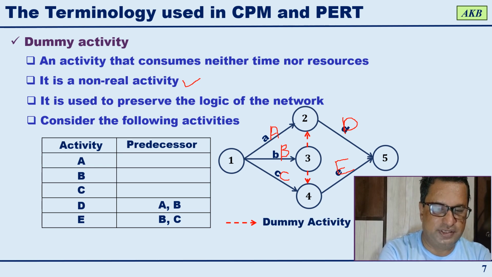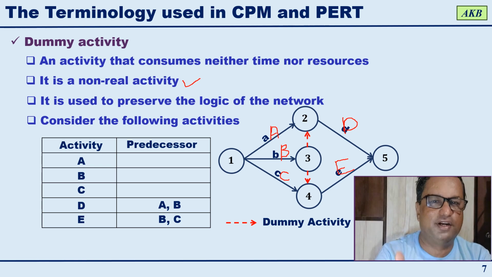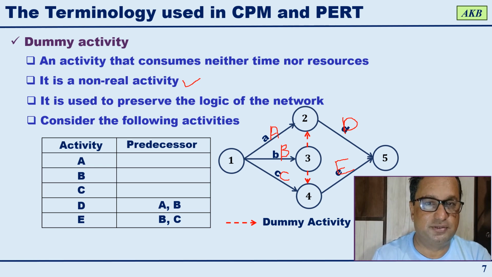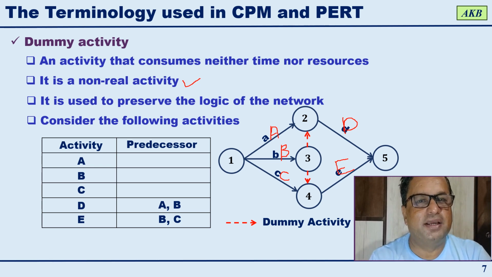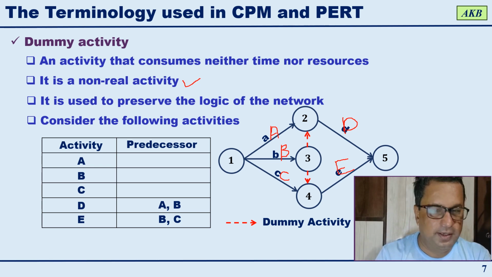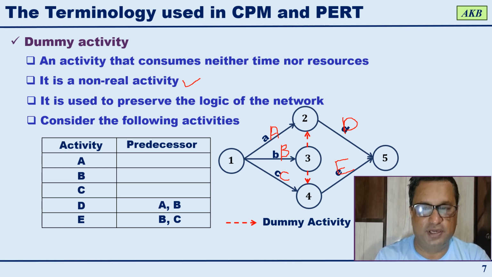This red dashed arrow represents a dummy activity. The point is the dummy activity on a network diagram will always be represented by a dashed arrow, like this. Color doesn't matter. Here, in order to make it distinct, I have used a color, but it will always be represented by a dashed arrow. So this is the concept of dummy.